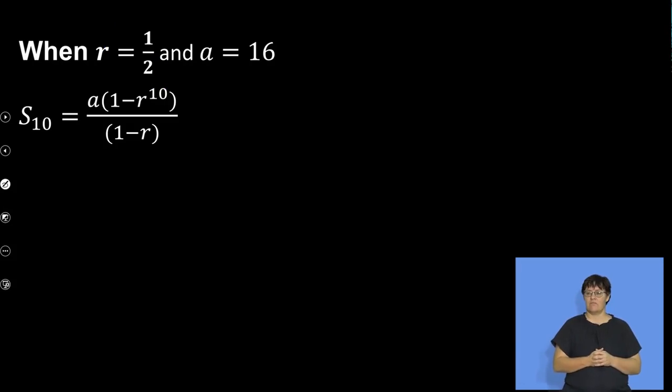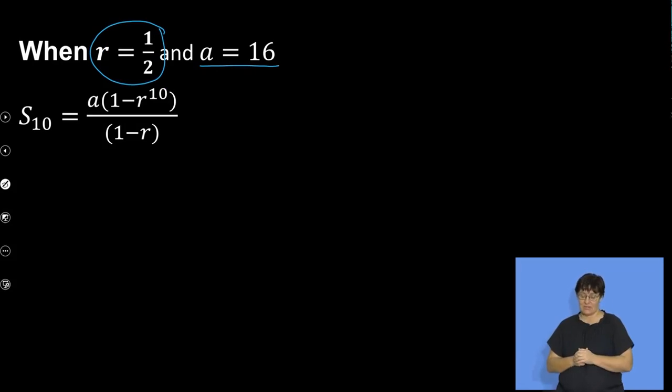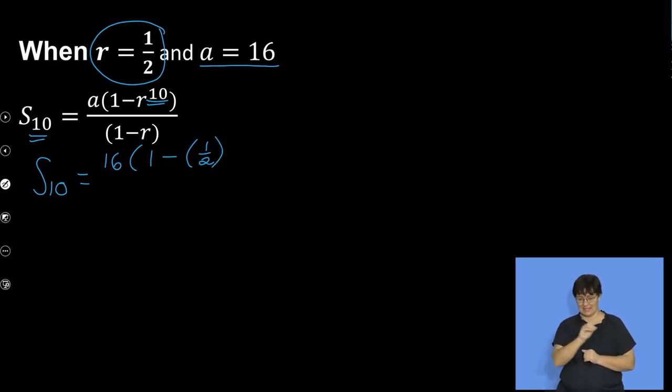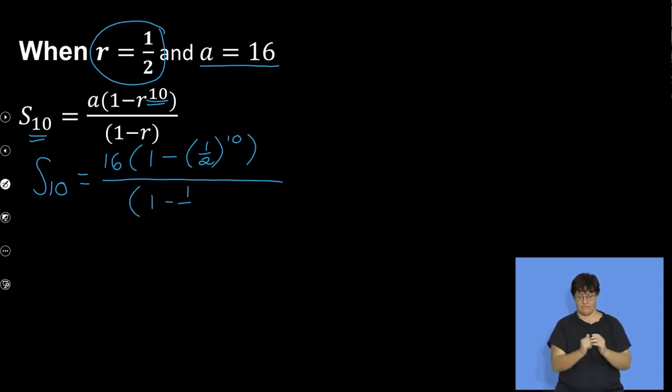So I'm now going to be doing the calculation when r is a half and when a is 16. Again, I've substituted in n is equal to 10 because I am summing the first 10 terms. So let us substitute it in together. The sum of the first 10 terms will be equal to 16 times 1 minus a half, I've substituted in a half because that is my ratio that I'm using for this sum, to the power of 10. And this is all going to go over 1 minus a half.